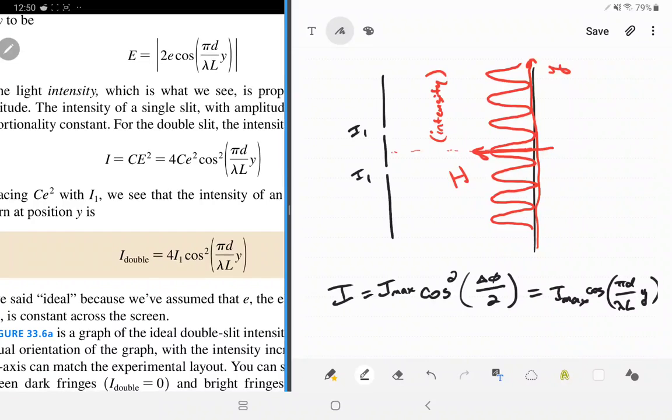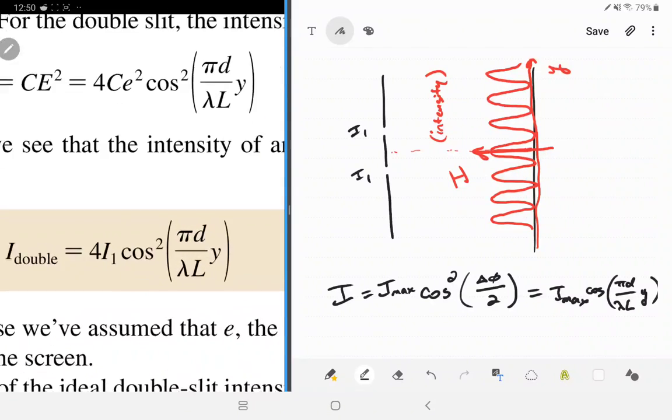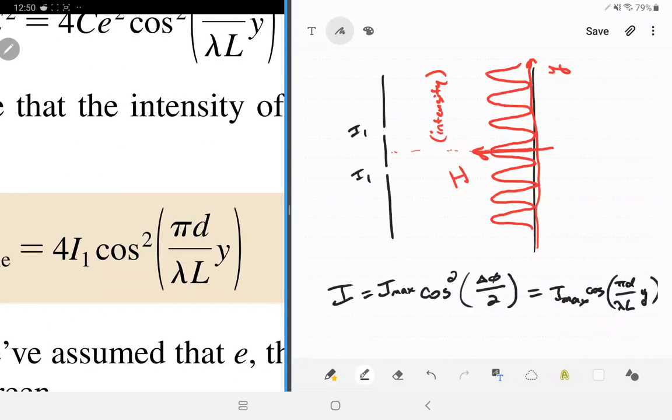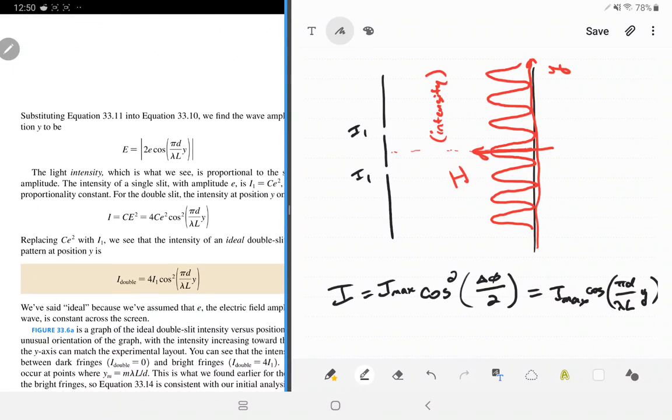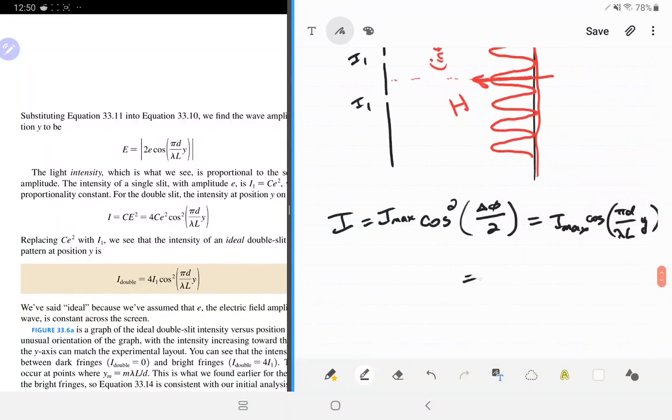So notice how if you take the average over all positions for this side of the equation, the average of a cosine squared is 1/2. So if you average over the whole screen, you get 2I1. This is just the statement that energy is conserved. The amount of energy that's entering here plus the amount of energy that's entering here eventually winds up on the screen. So if the intensities of each of these is I1 and I1, this needs to be 4I1 in order for energy to be conserved. Oops, I forgot the square right there.